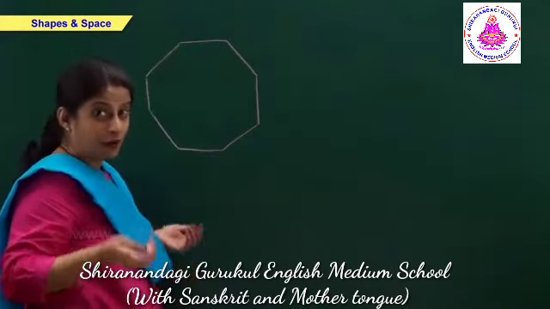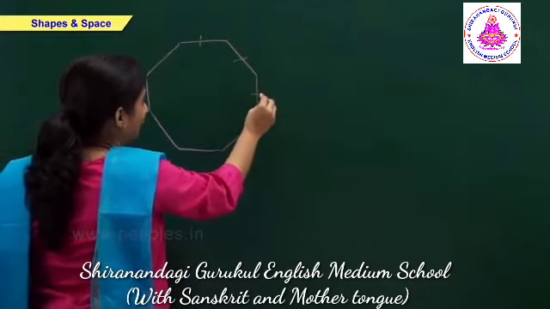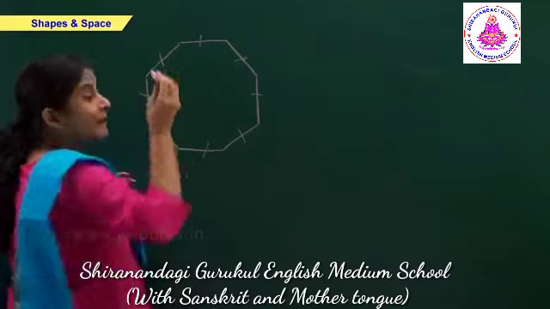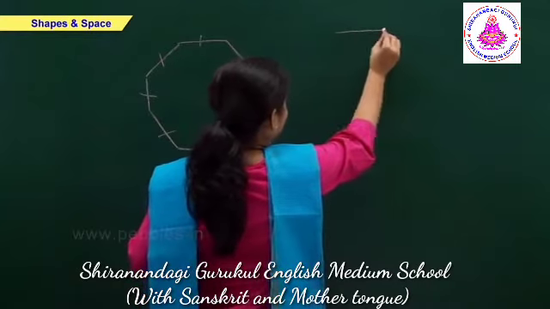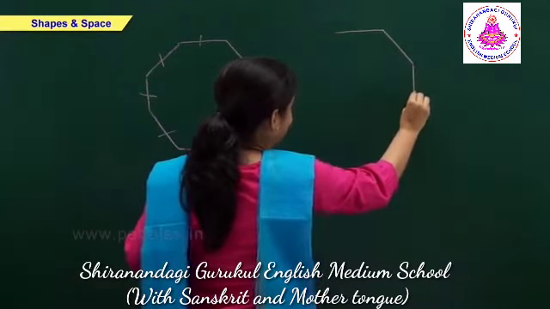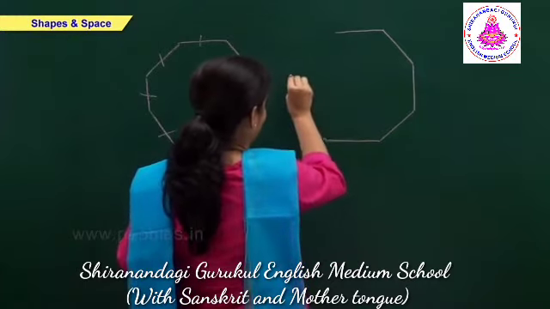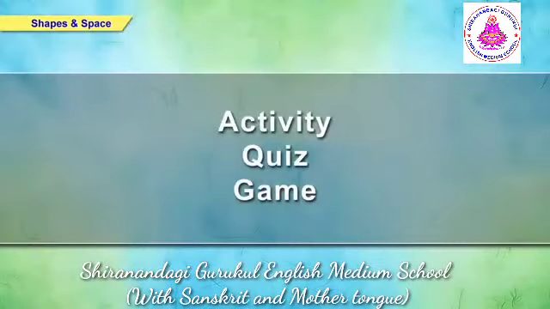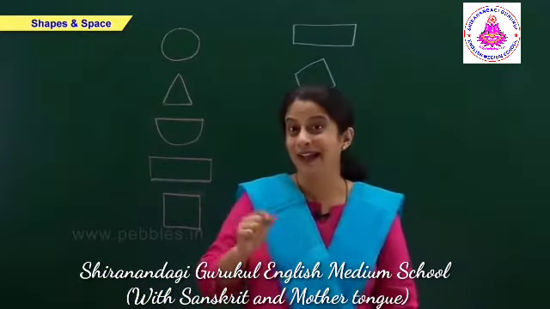Octagon. An octagon has 8 sides. 1, 2, 3, 4, 5, 6, 7, 8. Octagon. Now you have to help me to match the shapes.